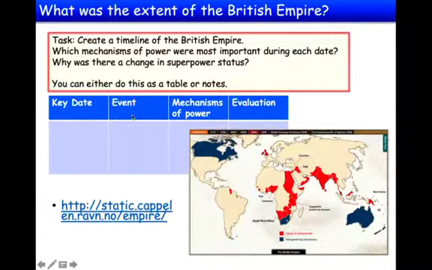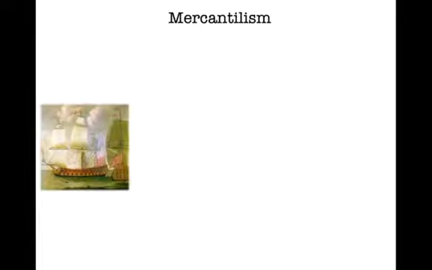So key dates, key events, what were the mechanisms of power? How did the British Empire maintain power? And then evaluate whether it was a useful way of maintaining power as well. Table or notes, don't mind.